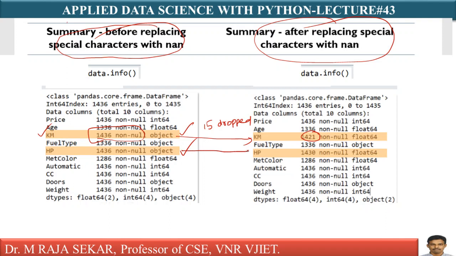In a similar manner, just compare these two columns, HP. Here I have 1436 non-null values, whereas here I have 1430 non-null values. What does it mean? How many are dropped? 6 are dropped, isn't it?